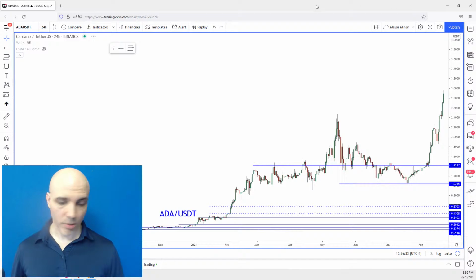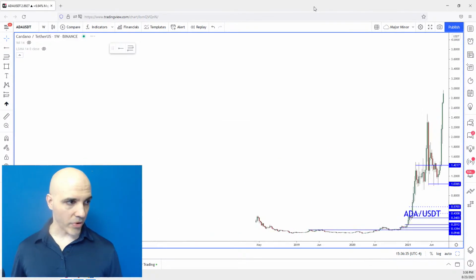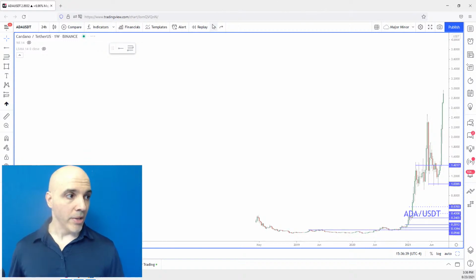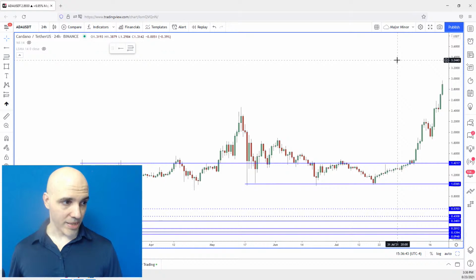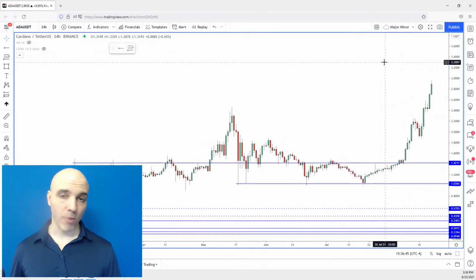Let's look back on Cardano. Do I have any other levels? No, those are all-time highs on Cardano. Okay, fine. So it's really a bad place to be buying tons of it and taking a lot of risk. You have to wait for a pullback if you've missed it and you want to get involved.